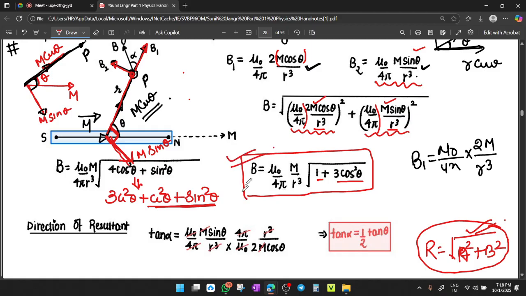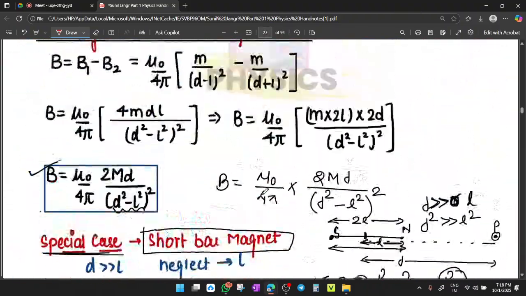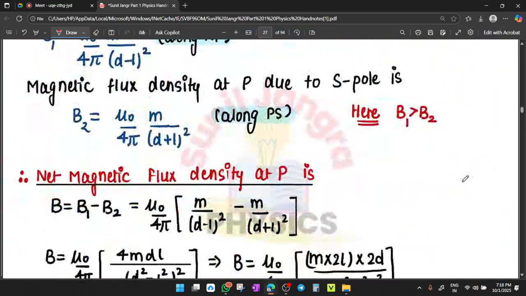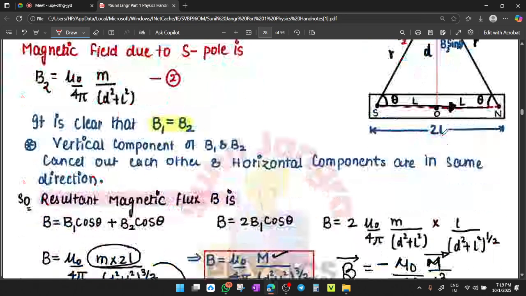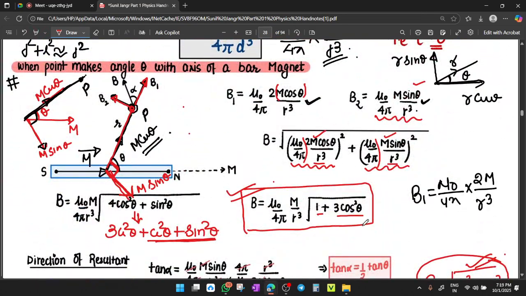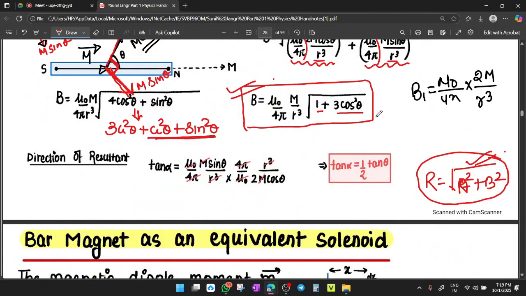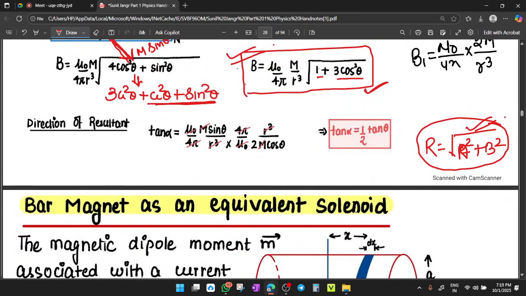So guys, we have three formulas. The first formula can give you intensity only in the axial condition, in the axis of the magnet. The second formula can give you intensity only in the equatorial condition, that is on the perpendicular bisector. Equatorial means perpendicular bisector. But the third formula is the generalized result. You can find your intensity anywhere. B equals mu naught upon 4 pi, m by r cube, under root of 1 plus 3 cos square theta. So this is the general result for all the cases.